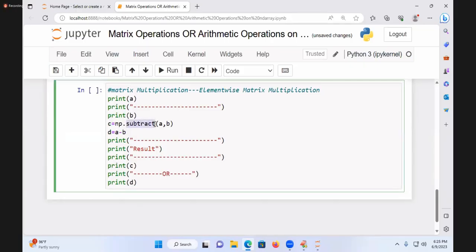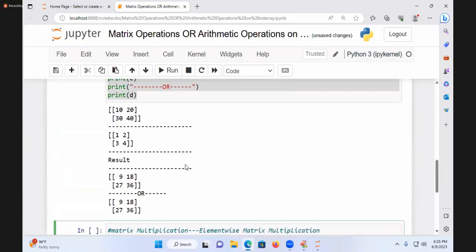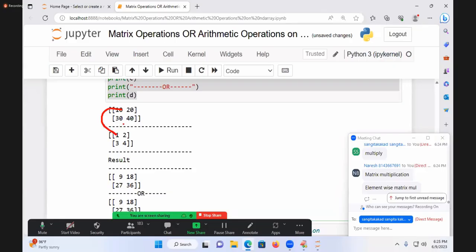Here I will write multiply. I can write star happily here. Either this way or that way you can write it. Both of them give the same result. What is this multiplication? 10 into 1, 20 into 2, 30 into 3, 40 into 4. Like that you can do it.